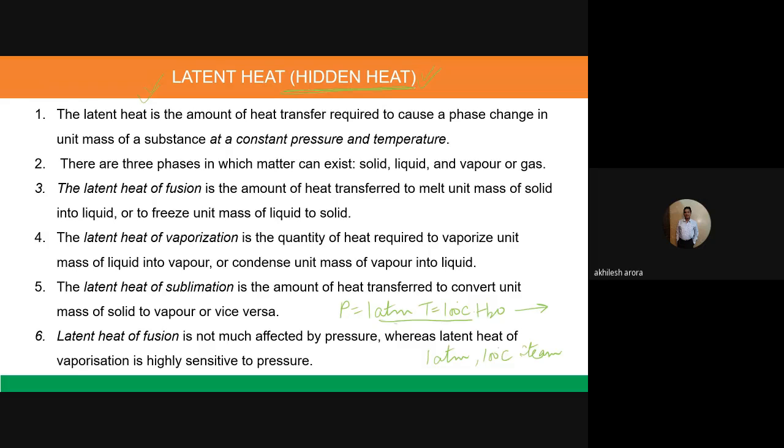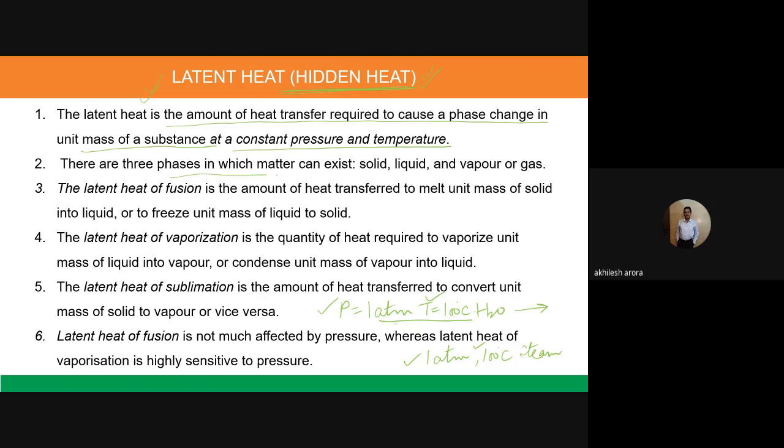Why hidden heat? Because in this particular case, even if we put the thermometer during the time when the phase change is taking place, you will not find any change in the temperature on the thermometer. So we call this heat the latent heat or the hidden heat, because this cannot be sensed by the thermometer. Okay, so latent heat is the amount of heat required to cause a phase change in a unit mass of a substance at a constant pressure and temperature. So you can see I have considered pressure and temperature as constant.